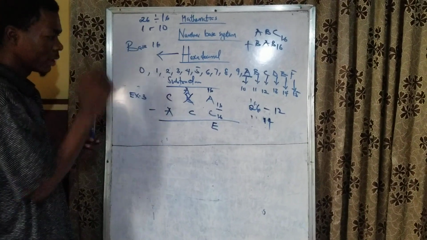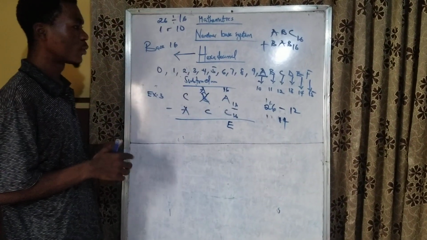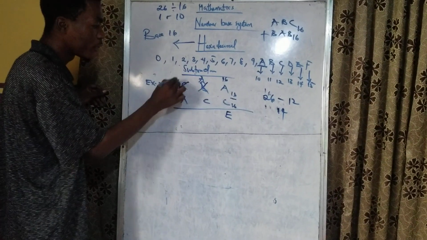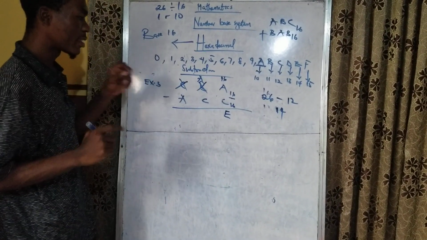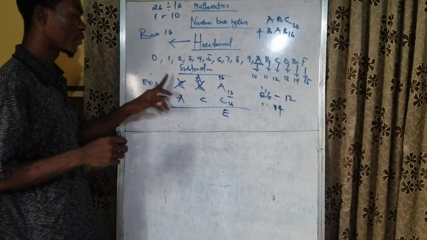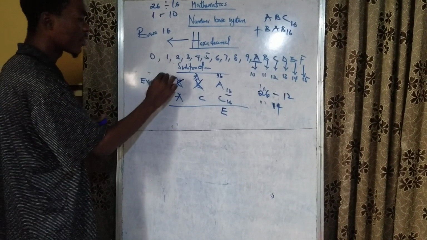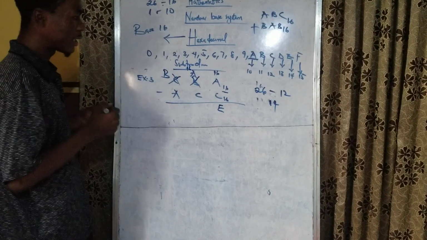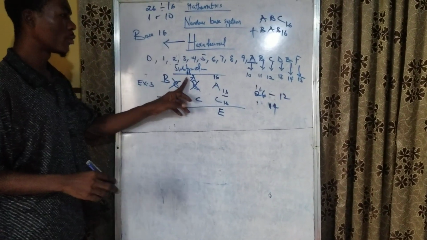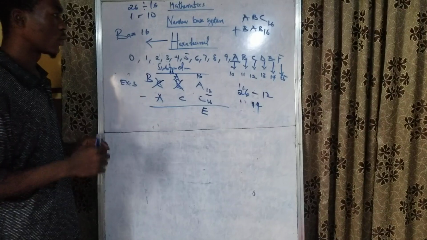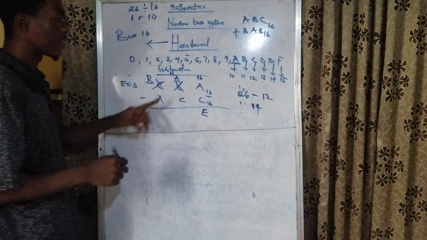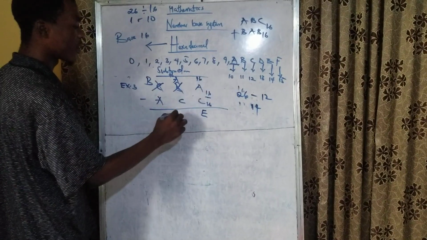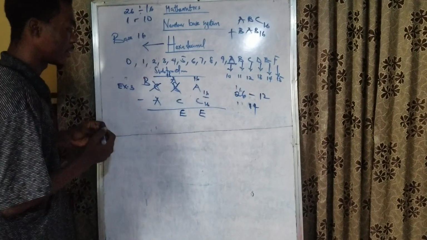Now here, what do you think we are going to have? We're having A. Can A subtract C? No. So we borrow from C. In the process of borrowing from C, C changes to B. And the number we're adding here will be in the form of base 16. So that is 16 plus A, that's 16 plus 10, that's 26. 26 minus 12. We're also going to have 14. And what's 14? E again.